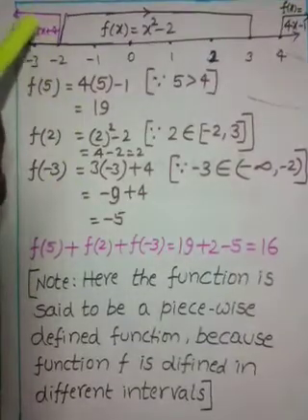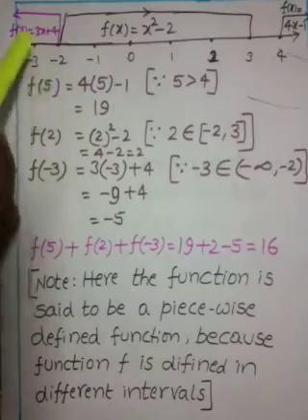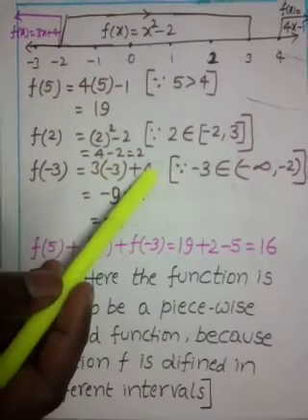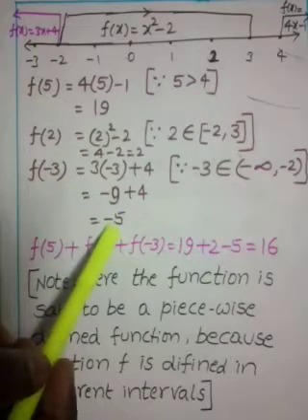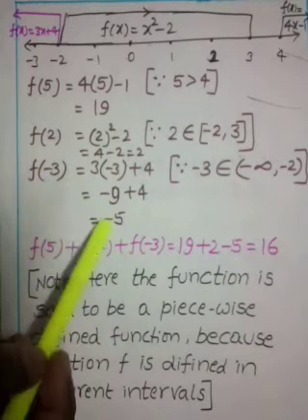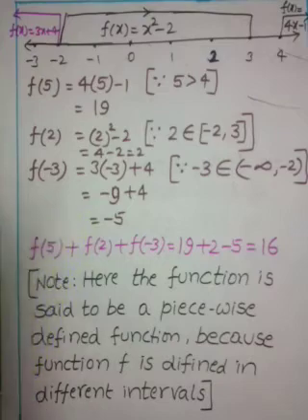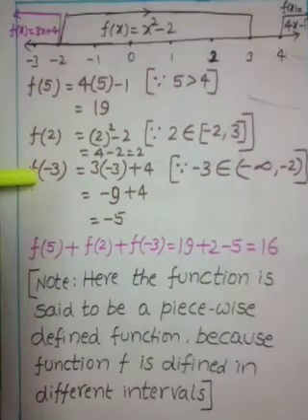So, in this function, we substitute x is equal to minus 3. So, 3 into minus 3 plus 4. By simplifying these two terms, we finally get minus 5. Understood the value of f of minus 3, my dear children? Right. We have found the values of f of 5, f of 2 and f of minus 3 separately.